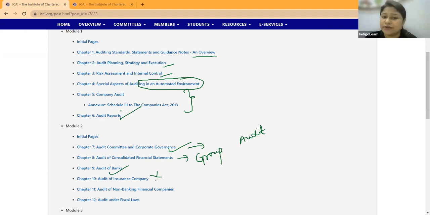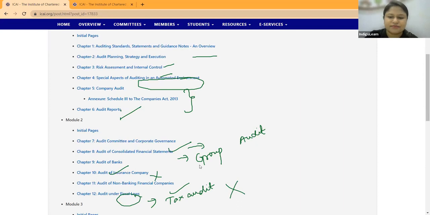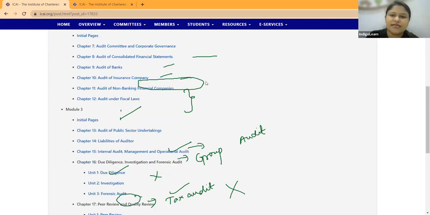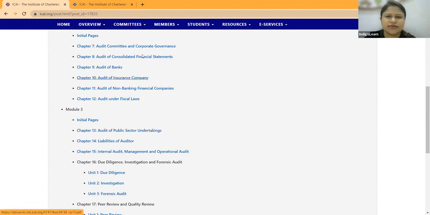Audit of insurance has been removed now. NBFC still continues. I told you one of the major changes is audit under the fiscal laws, that is tax audit, where we spoke about the 3CD and all those forms, which are not there now. Then the 3rd module, which we used to discuss earlier, spoke about audit of PSU, which continues to remain as it is. Liabilities of the auditor continues, but now they have not kept a separate chapter for it. It has been included as part of professional ethics.